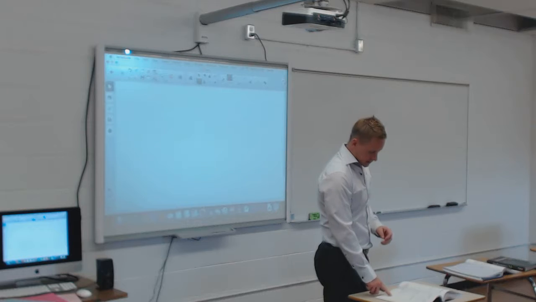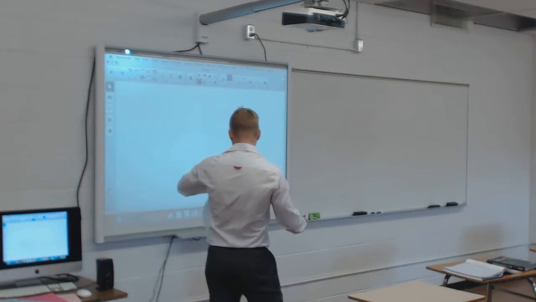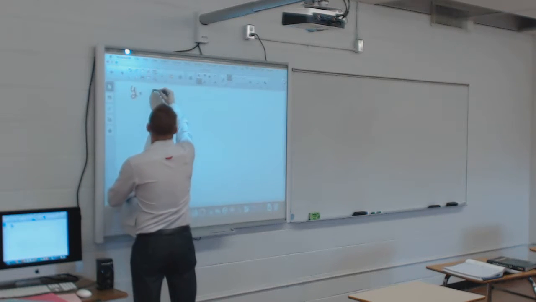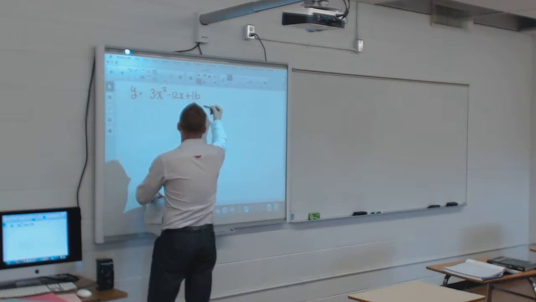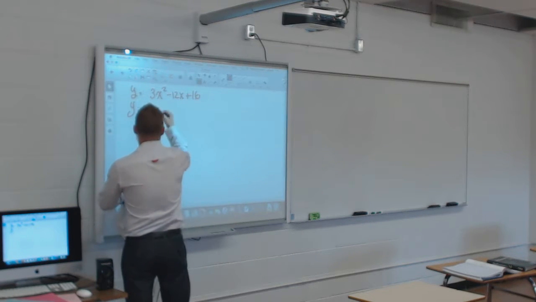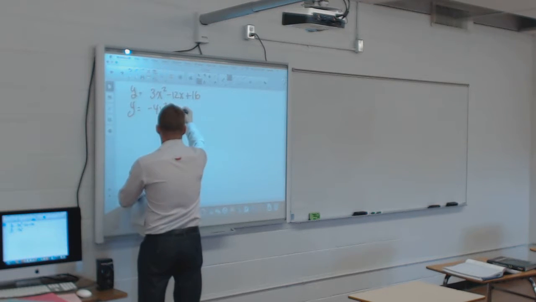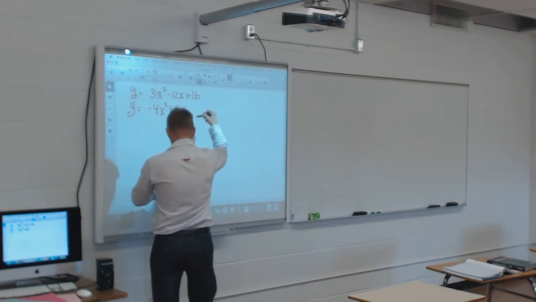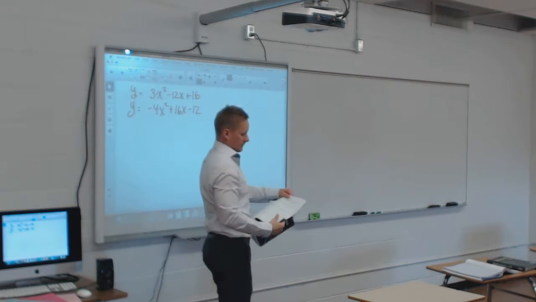So let's look at page 335. I'm just going to rewrite this. So I've got y equals 3x squared minus 12x plus 16. So I've already got it into y equals form, right? And y equals negative 4x squared plus 16x minus 12. Okay.